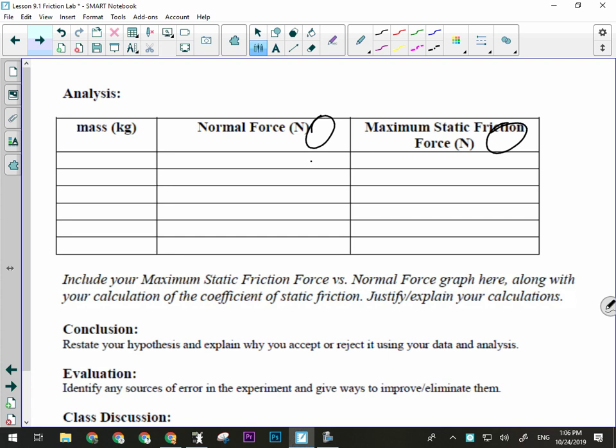All right. Then you have your conclusion. Same as always. Copy paste your hypothesis. Explain whether it's right or wrong. Evaluation, sources of error, how to fix them. People have been kind of forgetting the how to fix them part. Don't forget to put in how you would fix those sources of error. And then that's it.